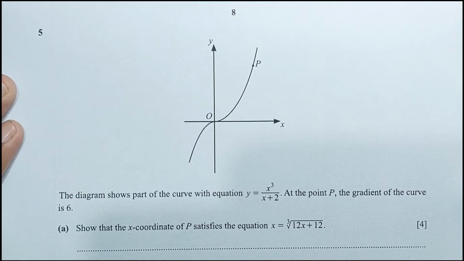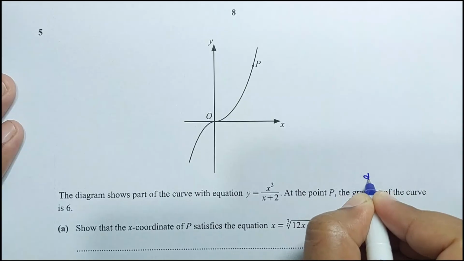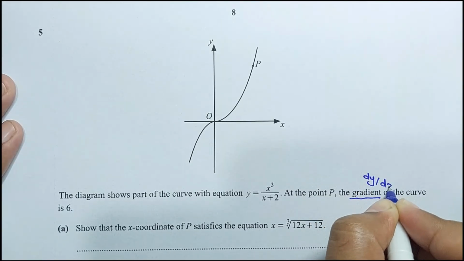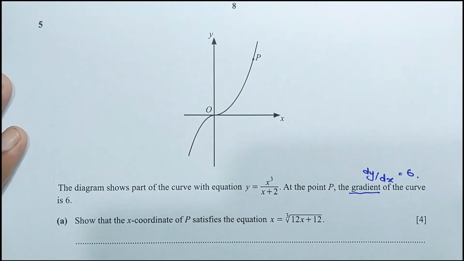Question number 5. The diagram shows part of the curve with this equation. At point P, the gradient of the curve is 6. At point P, the gradient of the curve means the derivative dy over dx equals 6. Part A: show that the x-coordinate of P satisfies the equation.